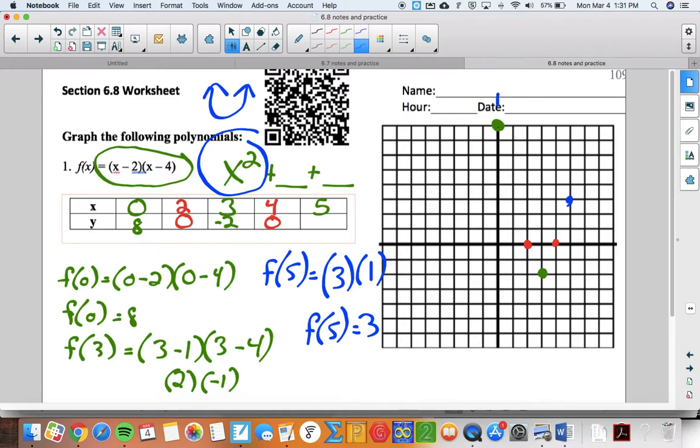Now, make a smooth connection. Woo. Not bad. Notice how I didn't make a V on the bottom. I tried to curve it. So that's how you do it, folks.